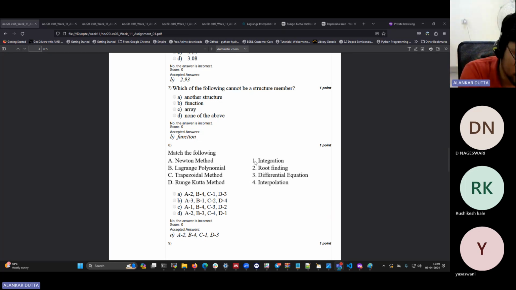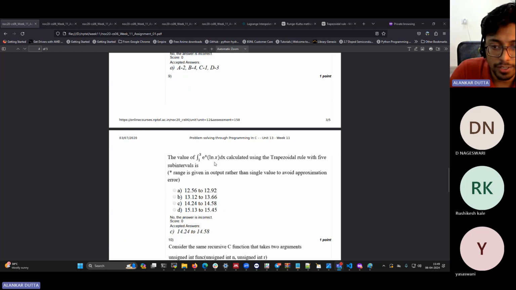This is used to find out the definite integral of any function numerically between two limits A and B, and therefore this is an integration method for evaluating numerical values. So C matches with 1, and the last one which remains is the Runge-Kutta method, and just now we have discussed the Runge-Kutta method, and it is used for solving differential equations. So D matches with 3. So if you look at all these options, the correct option which has the right match for every item is option A, where A2, B4, C1, and D3.